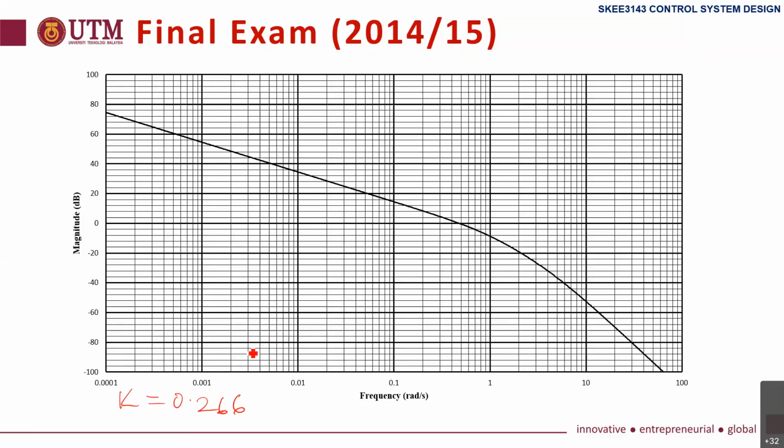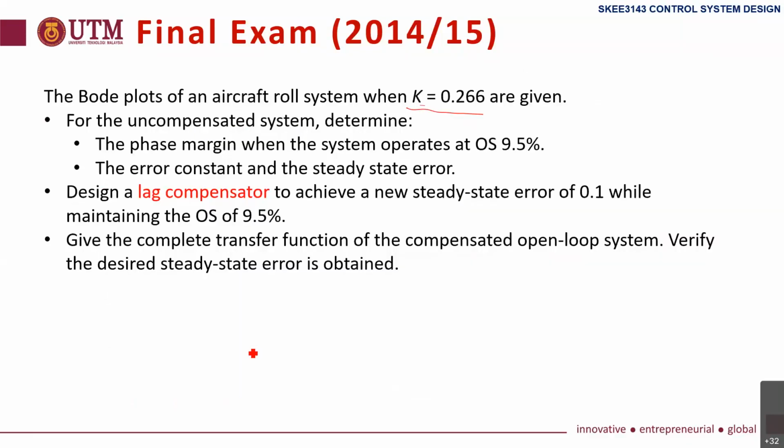It's given 0.266. For the uncompensated system, determine the phase margin when the system operates at 9.5% overshoot. So first, the question asks us to find the phase margin if we want the system to operate at 9.5%. And the error constant and steady state error for the uncompensated system. Okay, let's do the first one here.